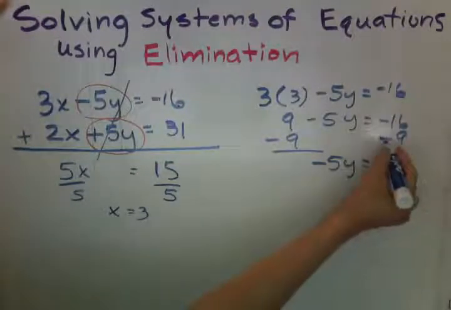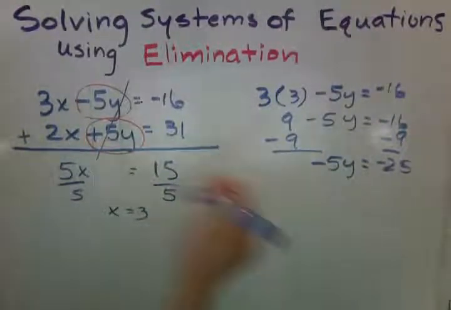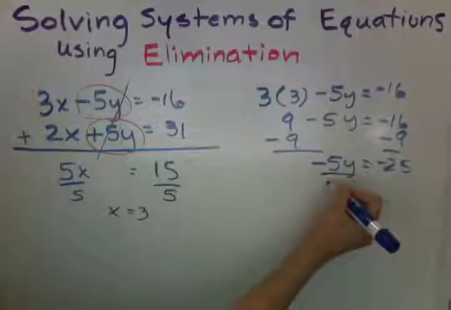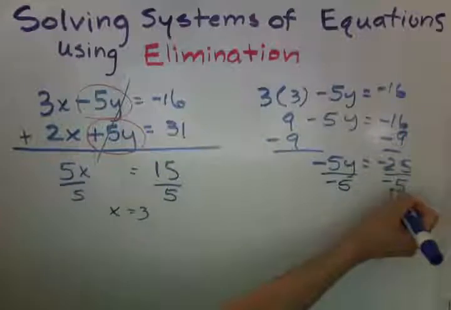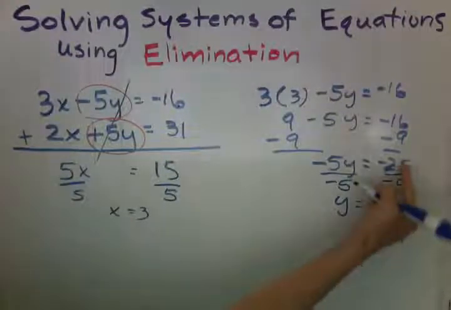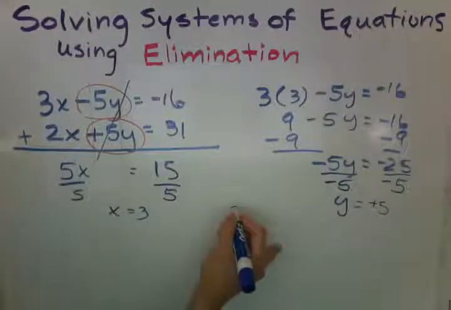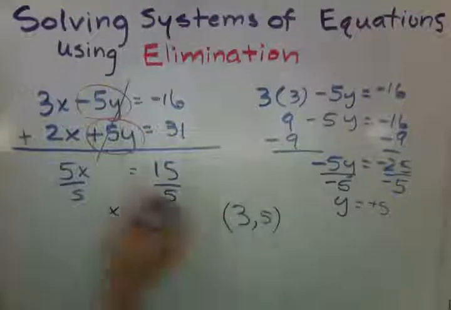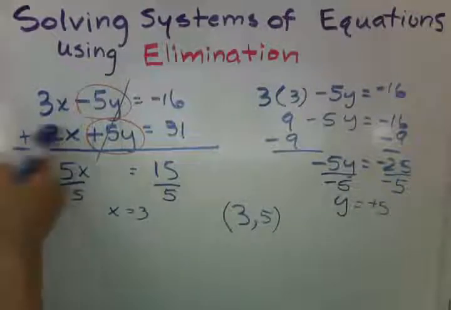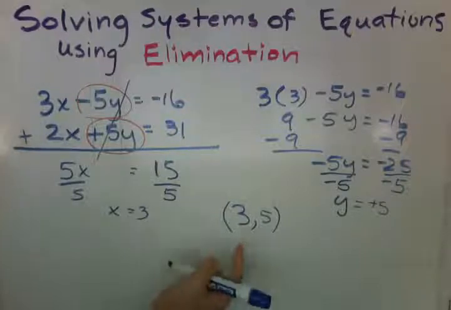A negative plus a negative is a negative, so negative 25. Divide both sides by negative 5. A negative divided by a negative will be a positive 5. So your answer is 3, 5. So if you were to graph these two equations, they would intersect at the point 3, 5. And this is elimination.